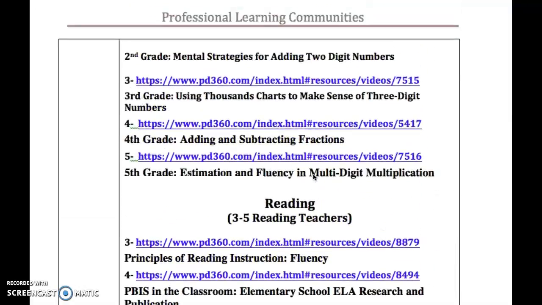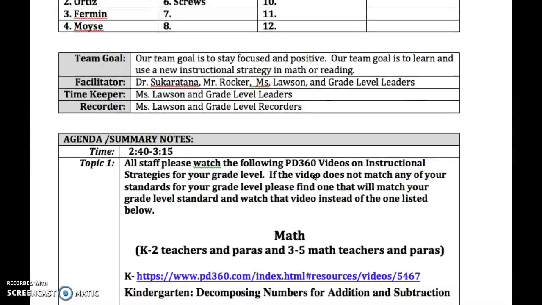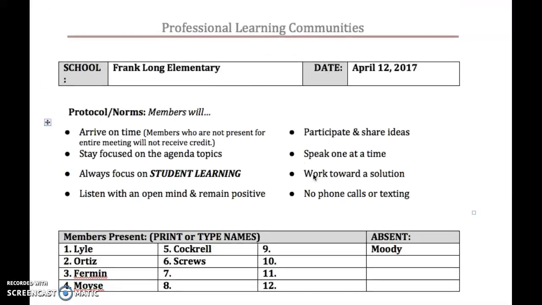So I chose this because I thought it would be good to show that I actually do collaborate and work with PLCs on a weekly basis, and that I still understand the importance of PLCs, and we abide by the PLC guidelines as well.